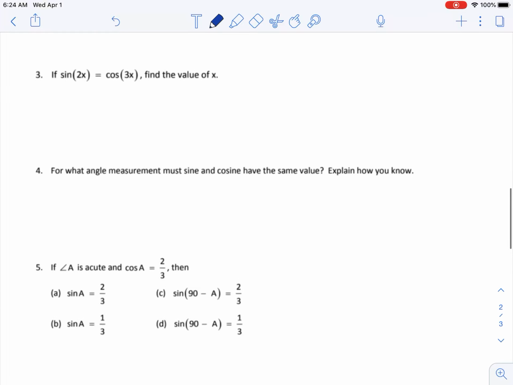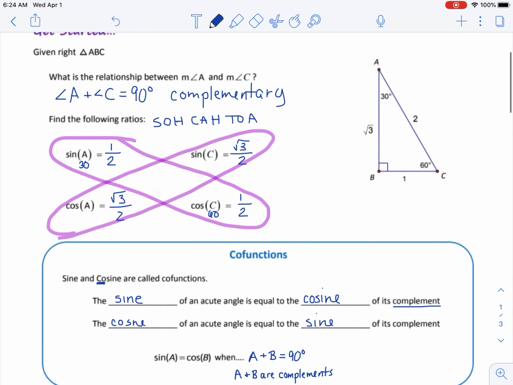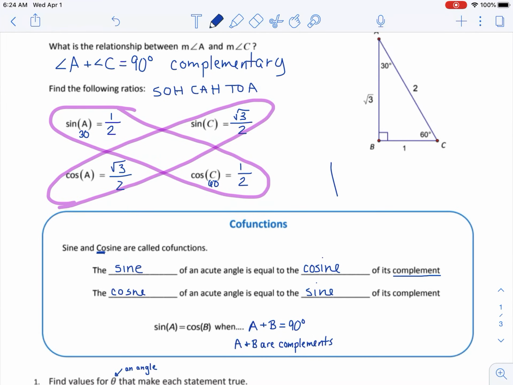So I gave you a couple of questions to do, but you should also look over this top diagram just to make sure you understand what I'm doing here. All right, give this a try and Zoom with me later if you have any questions.